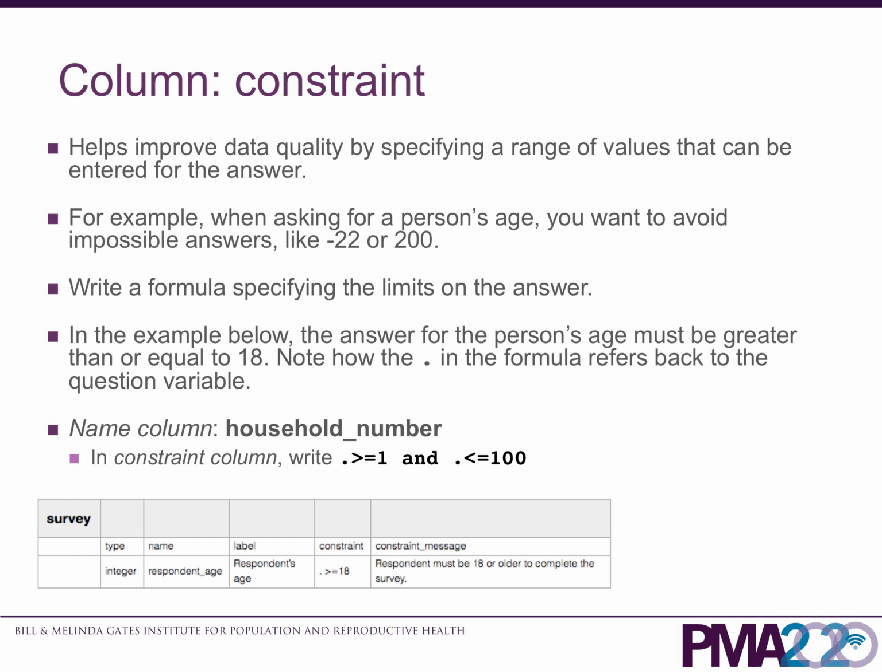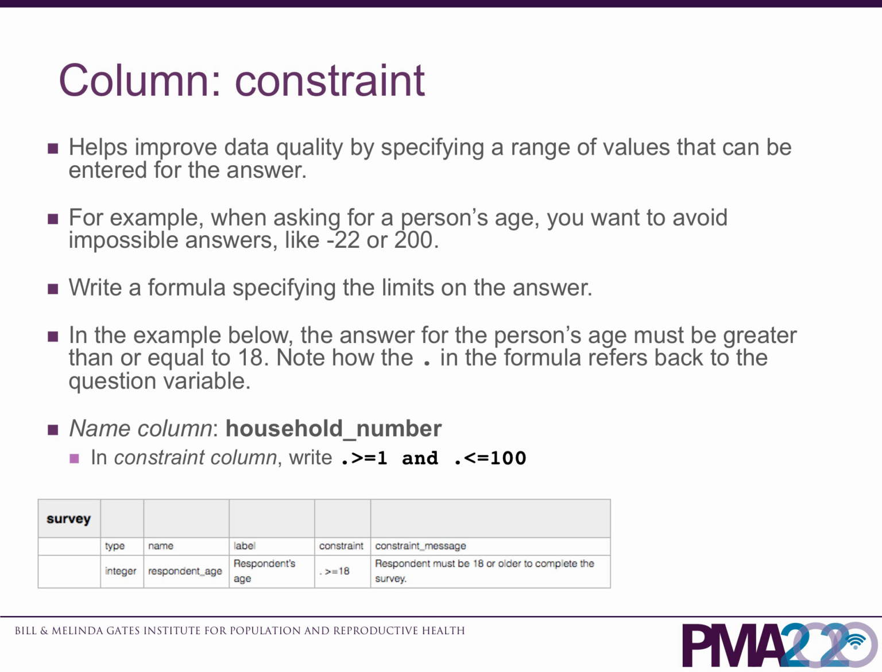It helps improve data quality by specifying a range of values that can be entered for the answer. So for example, when asking for a person's age, you want to avoid the resident enumerator entering an impossible answer like -22 or 200. So in the constraint column, you would write code or a formula specifying the limits on the answer an RE can enter. In the example below, the answer for the person's age must be greater than or equal to 18.